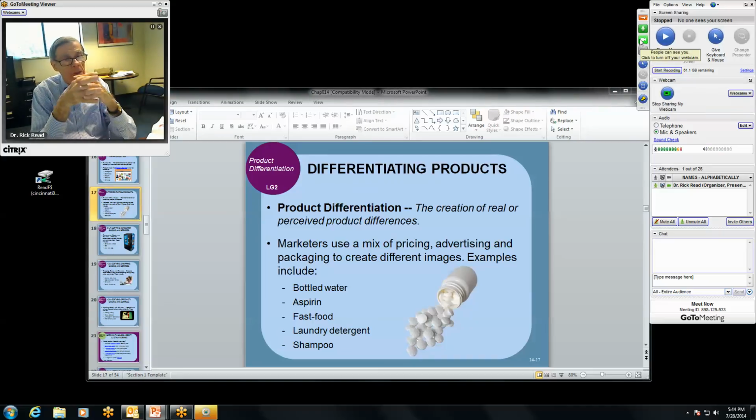Product differentiation. This is, notice, real or perceived product differences. And what the marketers do here, and this is interesting, and we need to kind of read through some of this so we can understand it. Use a mix of pricing, advertising, and packaging to create different images. And here we have things like bottled water, aspirin, fast food, laundry detergent, etc.